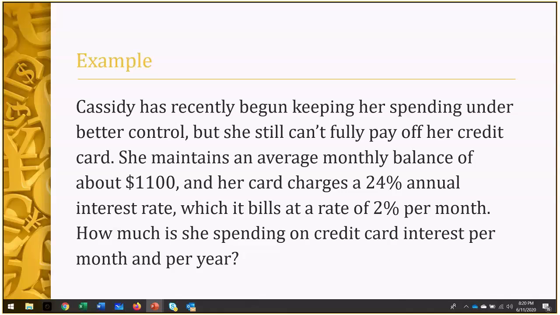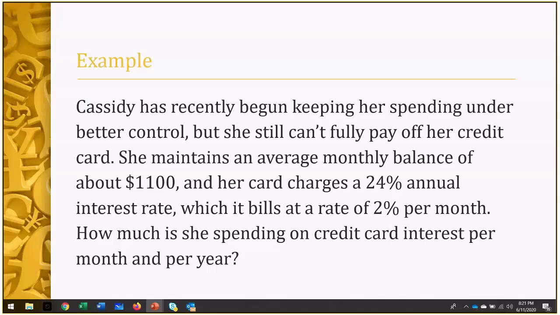So a couple things I want to break down for you before we talk about this. Oftentimes credit cards will advertise their rates as annual interest rates. Annual means yearly. So if they charge you 24% yearly, then you can just divide that by 12 because there's 12 months in a year, and that's where the 2% comes from. They gave you both of these in the problem, but you didn't need to have them both. You can have one or the other, and you can get the other one by either multiplying or dividing by 12.